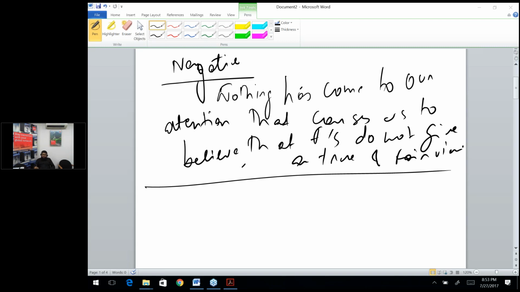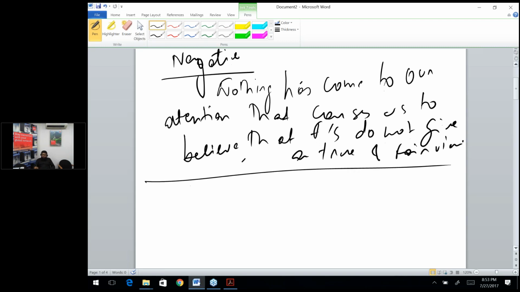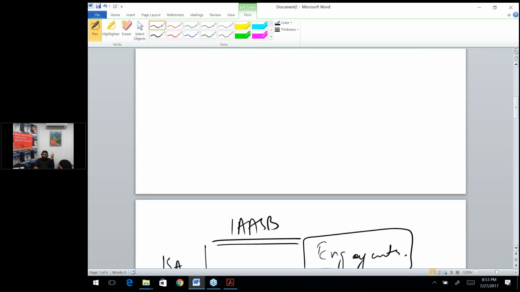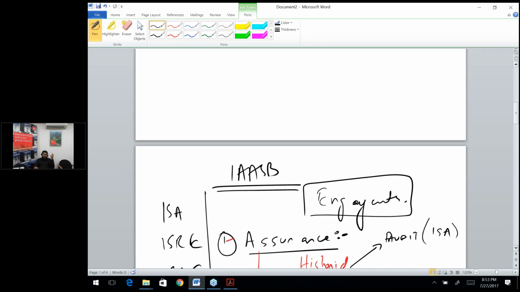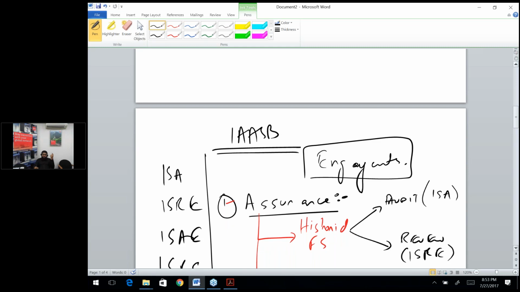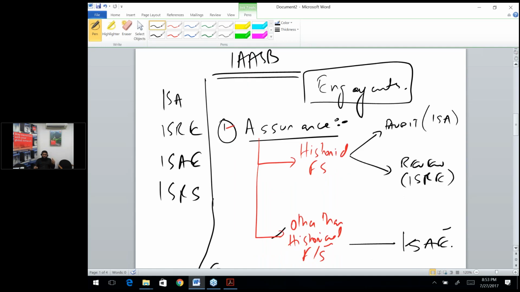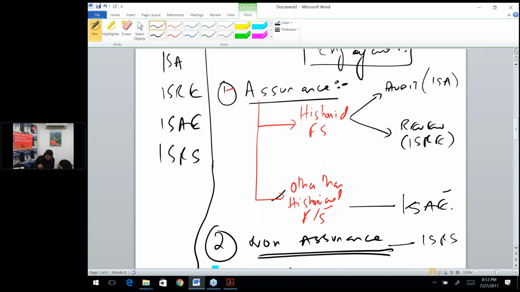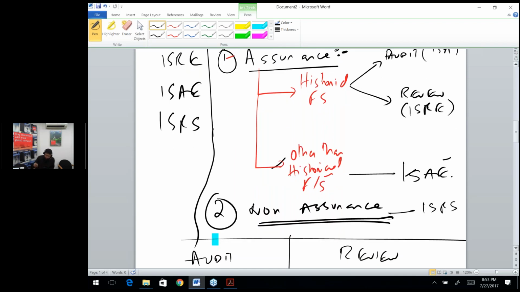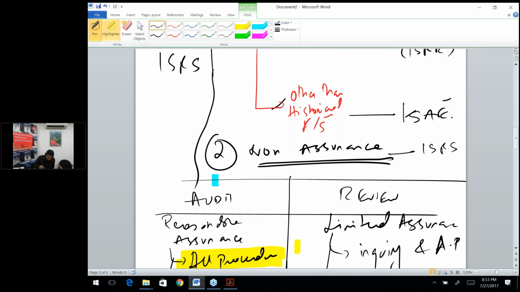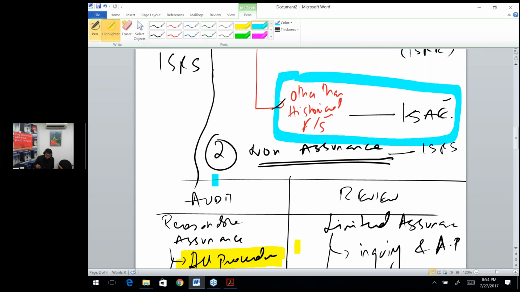Now, up till now what we have discussed is the audit of historical financial statements, and the review engagements also cover historical financial statements. Now the next area that I'm going to talk about is other than historical financial statements. Now what exactly are these other than historical financial statements?